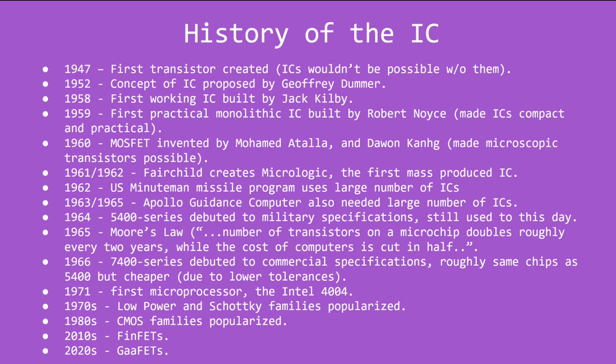And then in 1971, 3 years after Intel was founded, the first microprocessor came out. That's the Intel 4004. It was also in the 1970s that low power and Schottky IC families became popular because they provided lower power consumption. In the 80s, the CMOS families got popularized, and then in the 2010s, FinFETs started replacing MOSFETs for CPUs. In the 2020s, GAAFETs have been starting to replace FinFETs.